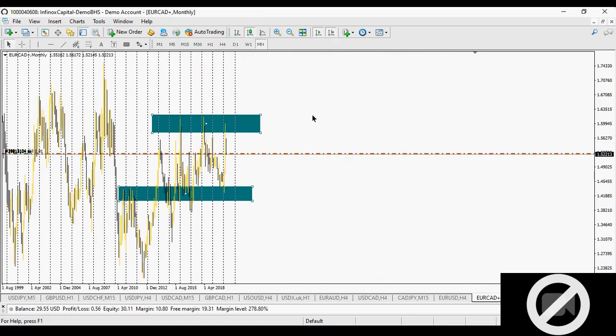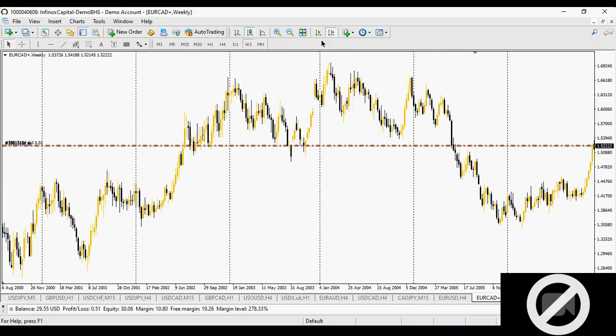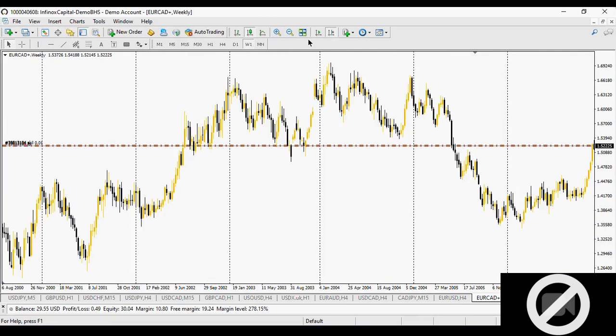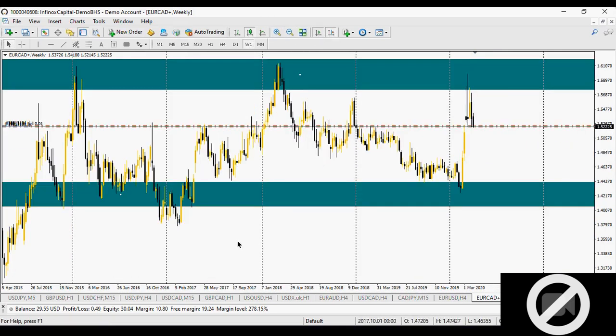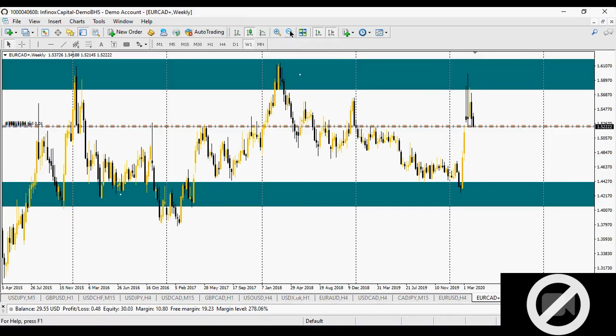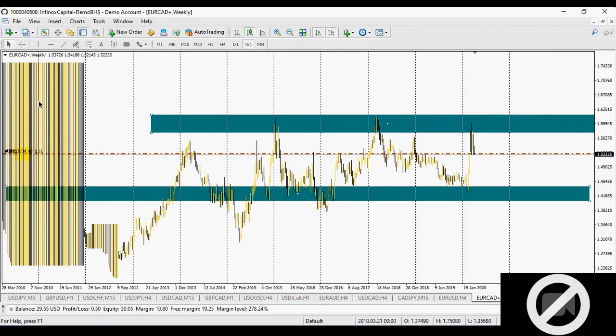If I go more to the left, though, this is all I can see, the monthly time frame. And it happens all the time. You can see, market is always repeating pattern. I don't know what happened in this thing.